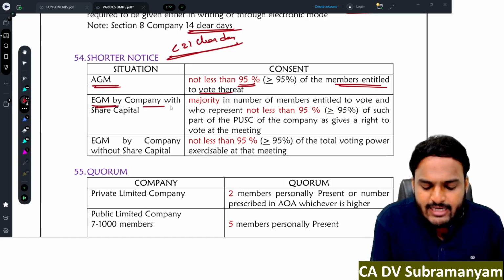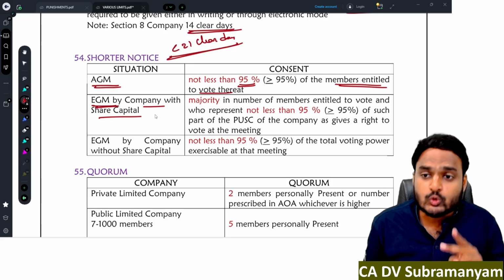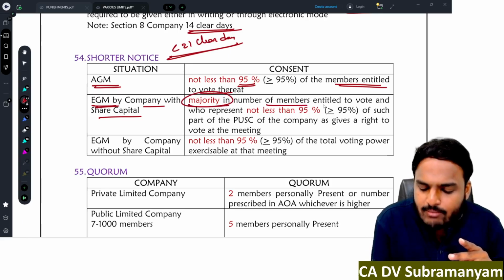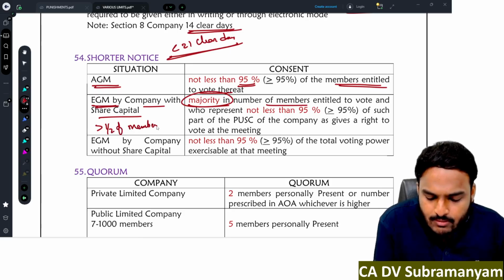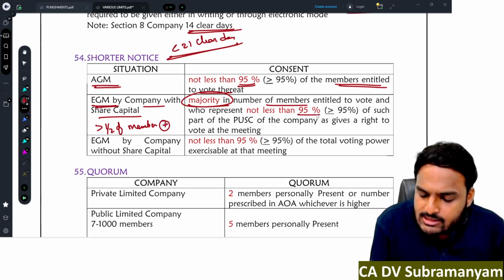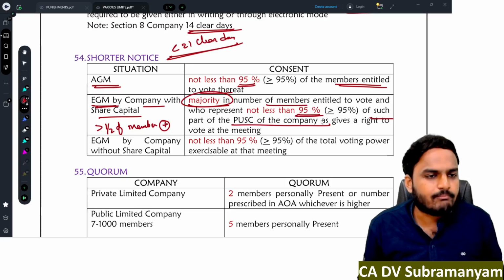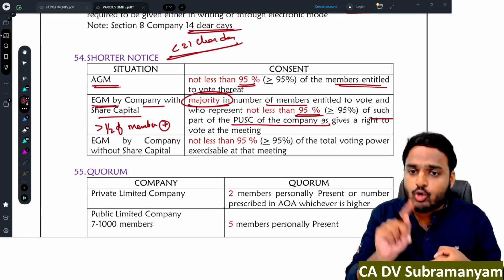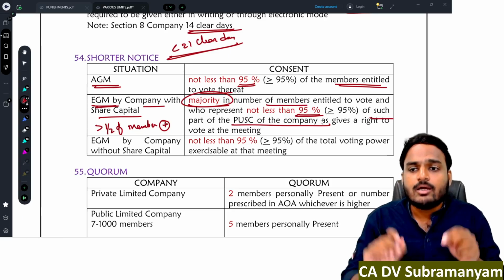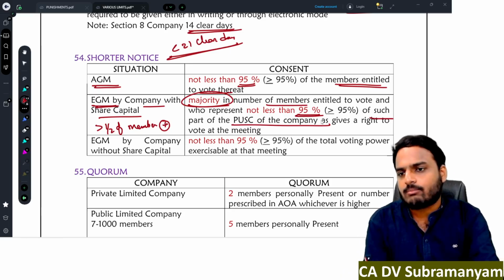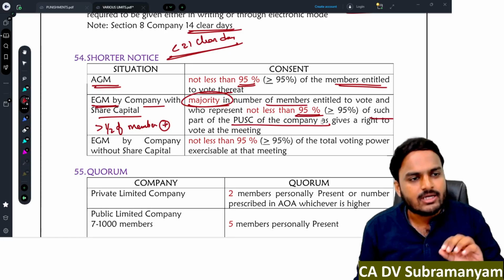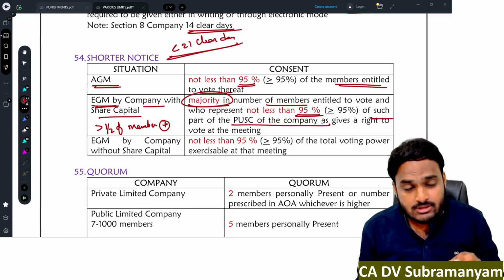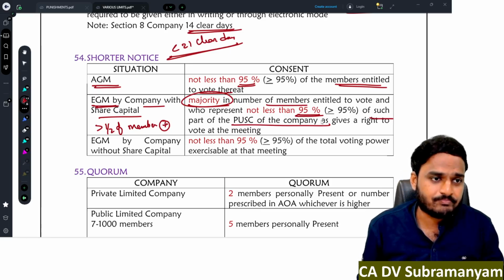If it is EGM by company with share capital, then two conditions to be satisfied. One is majority in number of members. That means more than half of number of members who are representing at least 95% of paid up share capital of the company. In terms of number of members, more than half. In terms of paid up share capital, at least 95% of paid up share capital of the company giving a right to vote at the meeting. If these two conditions are satisfied, then company with share capital can conduct EGM with shorter notice.